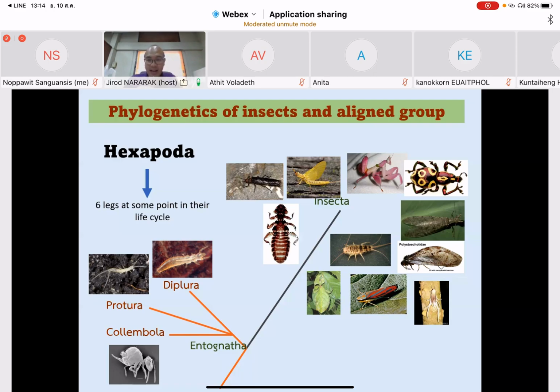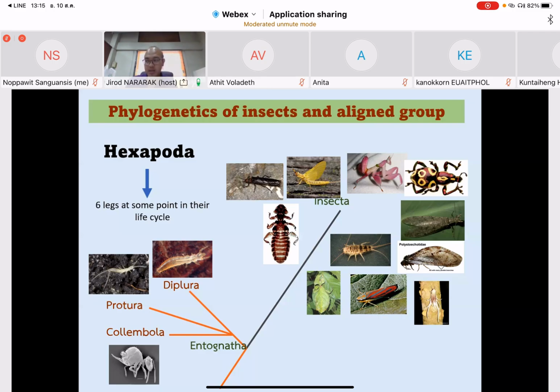In this subclass, the mouth parts are Entognathous, meaning the mouth is restricted within the head when they don't eat food. The mouth parts are inside the head, so they don't separate well like class Insecta. Insecta is a big and important one. Today I will not give you a lecture on the subclass Entognatha because it's not a major one. I will only give you a lecture on the Insecta.